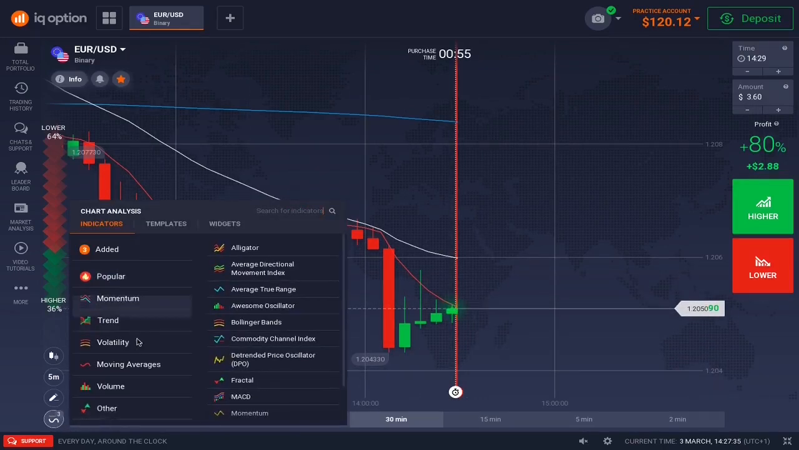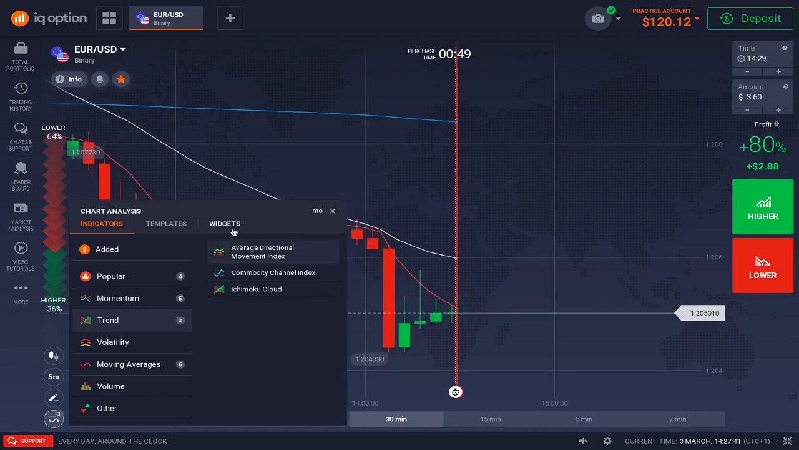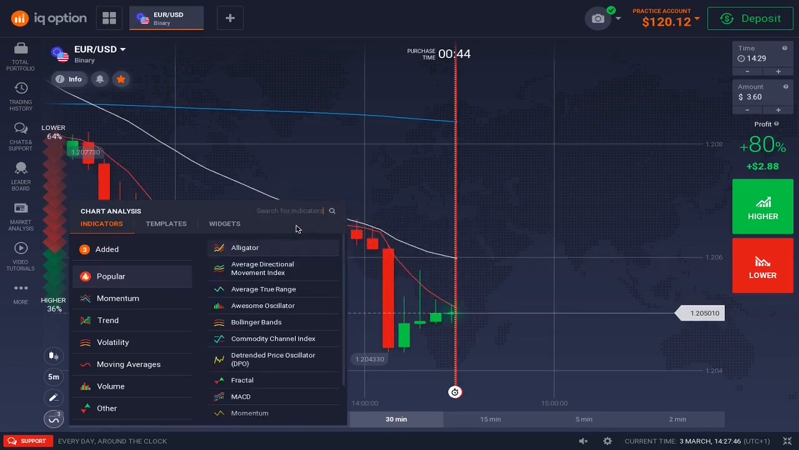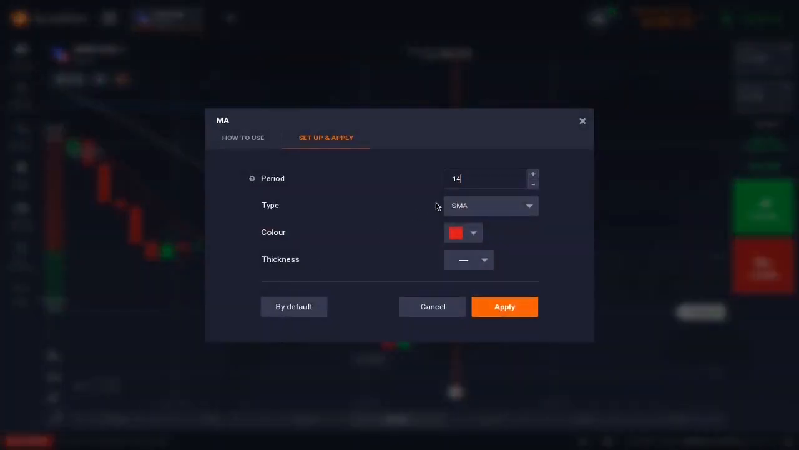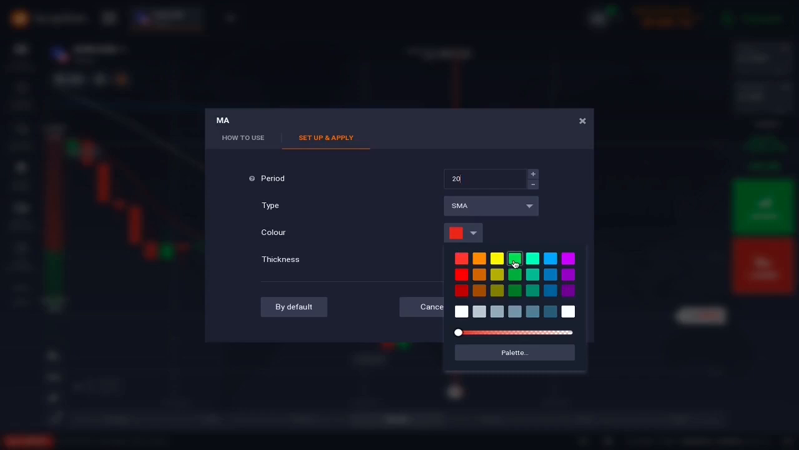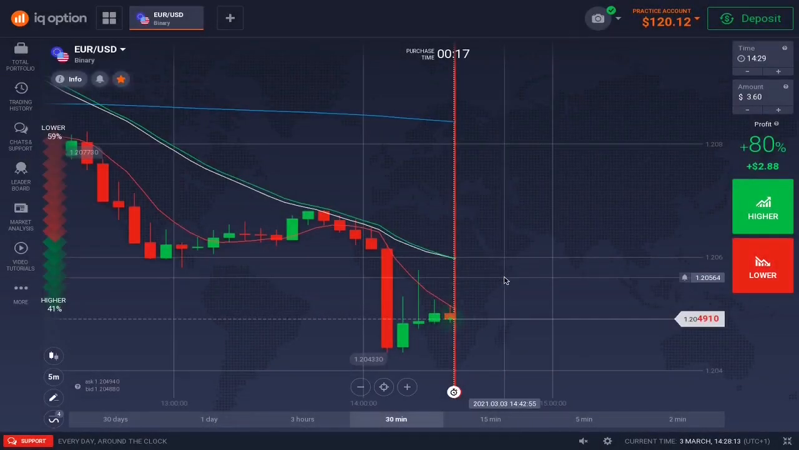You go to moving average again. You set this one to 20 moving average. You leave this one at SMA. Then you put the color to green. Then you apply.